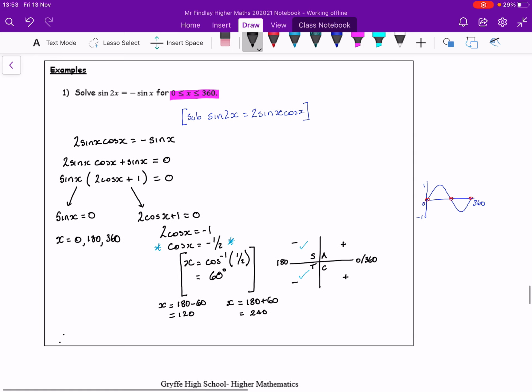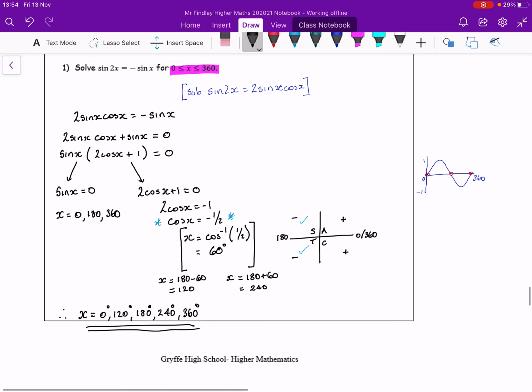So let's write out our final solution. x is equal to 0, 120, 180, 240 and 360. All solutions fall between 0 and 360 degrees. Okay, and that came from substituting in our double angle and factorising to solve our trig equation.